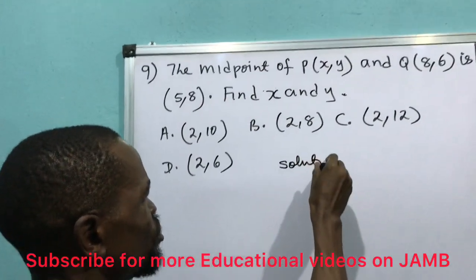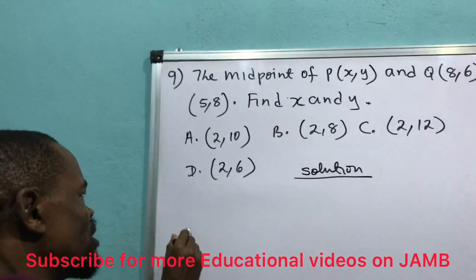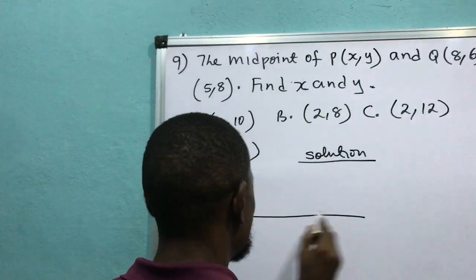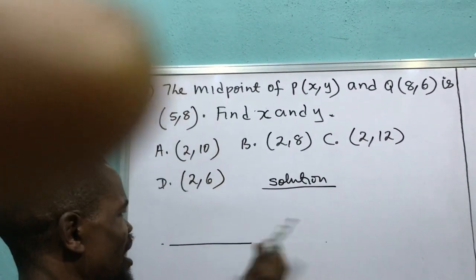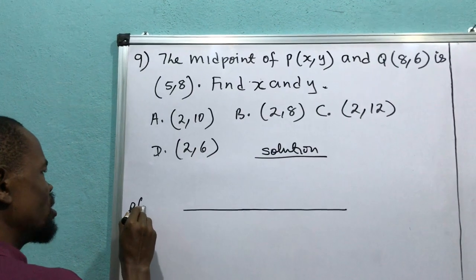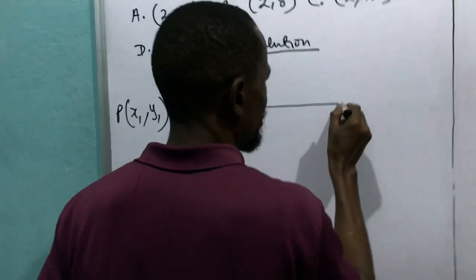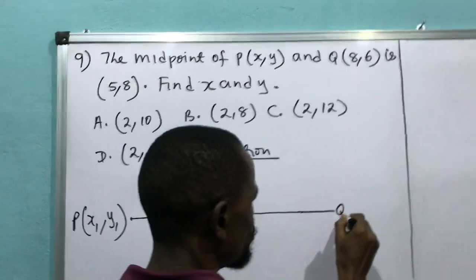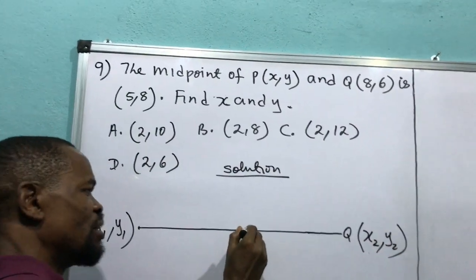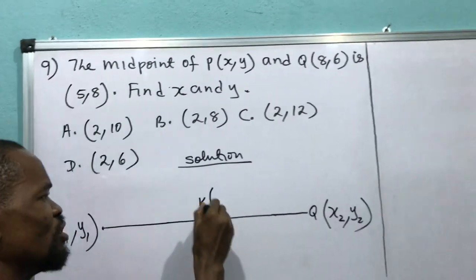Solution: looking at this, what do we mean by middle point? If we are looking at two points, these are points. I have a point P as x1 and y1 in brackets. That's the point P. I have a point Q to be x2, y2. That's the point Q. This is the middle point. The middle point, I have it to be K as what?